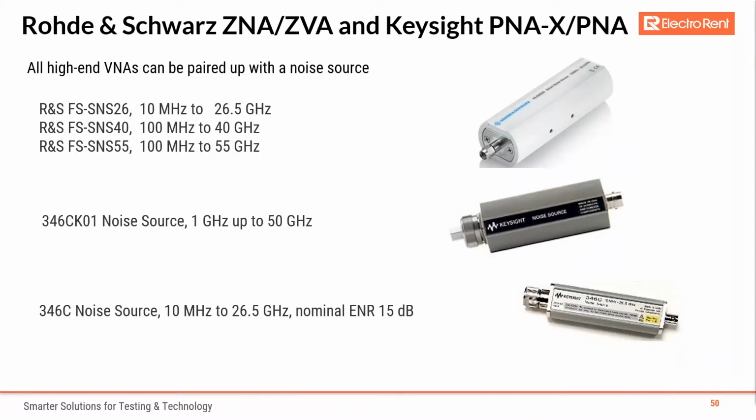All high-end VNAs can be paired up with noise sources. Today's noise sources are also referred to as smart noise sources. These sources can connect directly to a VNA via USB, a BNC, or some type of proprietary connector that may be on the unit as well. The VNA can power up the noise source directly and compensate for its table factor as well. Some of the choices we listed here are the Rohde Schwarz smart noise source and Keysight noise sources as well, and you can see the various frequency ranges that they could cover.